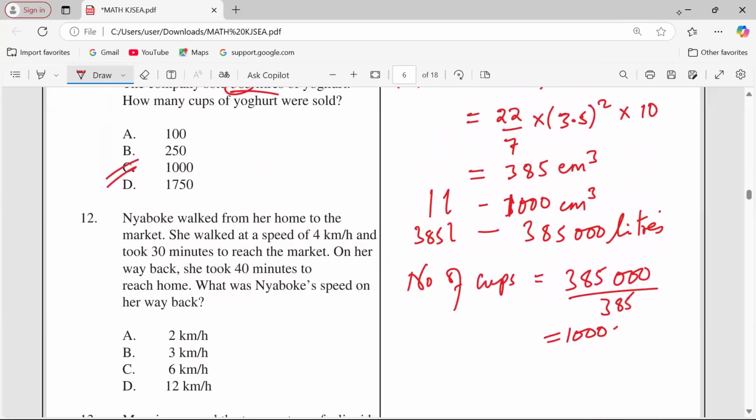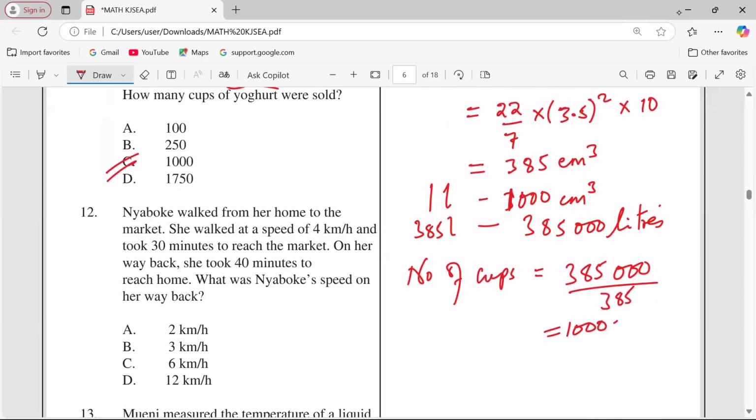Checking at number 12 now. The question says, Nyaboke walked from her home to the market. She walked at a speed of 4 kilometers per hour and took 30 minutes to reach the market. On her way back, she took 40 minutes to reach home. What was Nyaboke's speed on her way back?